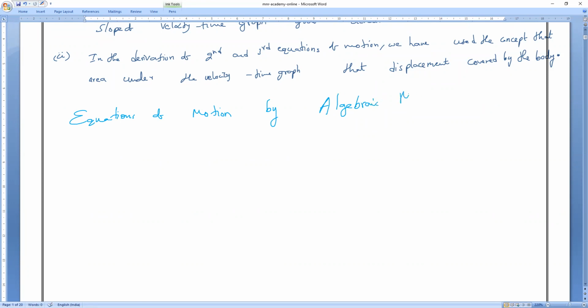Kishore, tell me all the three equations of motion. Fastly. Gokul Raj, you both.